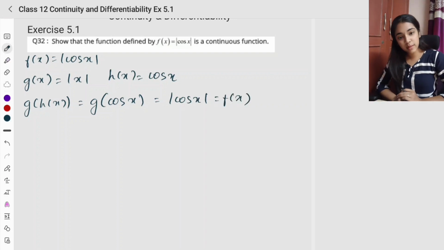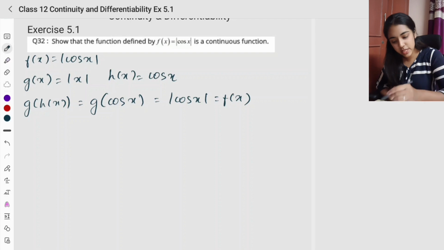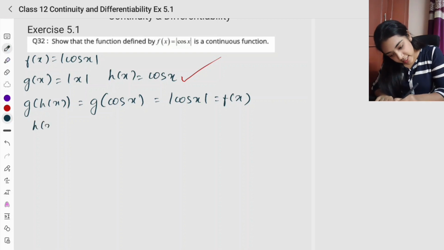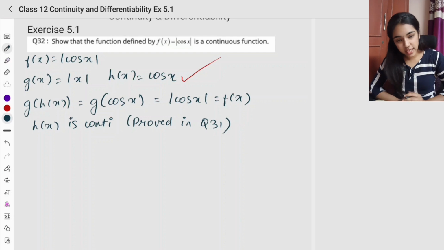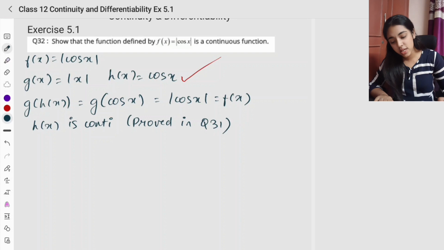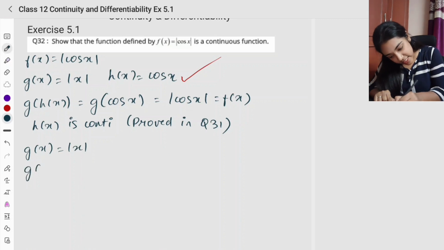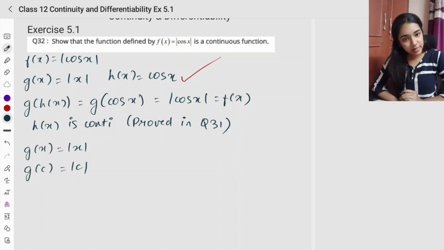Now I need to prove that mod x is continuous and cos x is continuous. Cos x is continuous, we proved in the previous question. So it is a very similar step. So h of x, cos x, is continuous, proved in question 31. Now, we prove that mod x is continuous. We have also proved this in a lot of questions and example questions. But I will do it once more. Please note it down. So, now g of x is equal to mod x. So, g of c is going to be mod c. As simple as that.